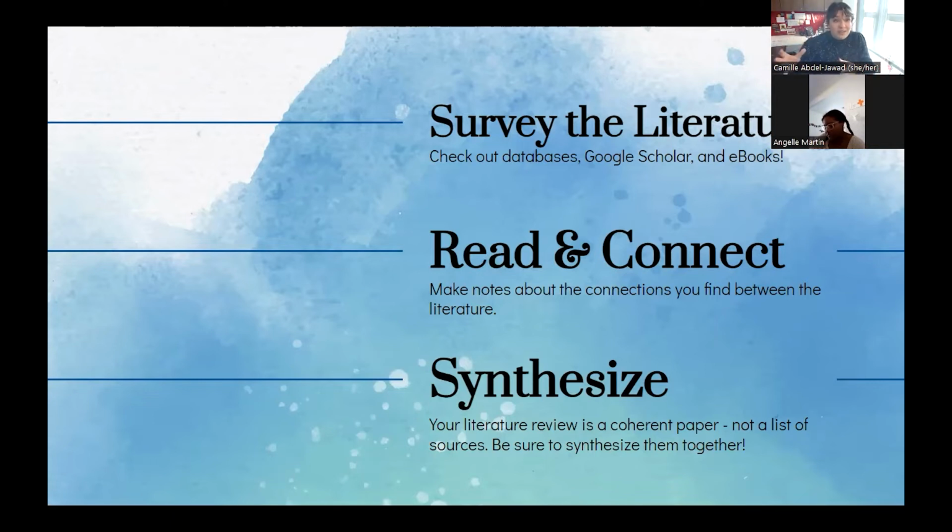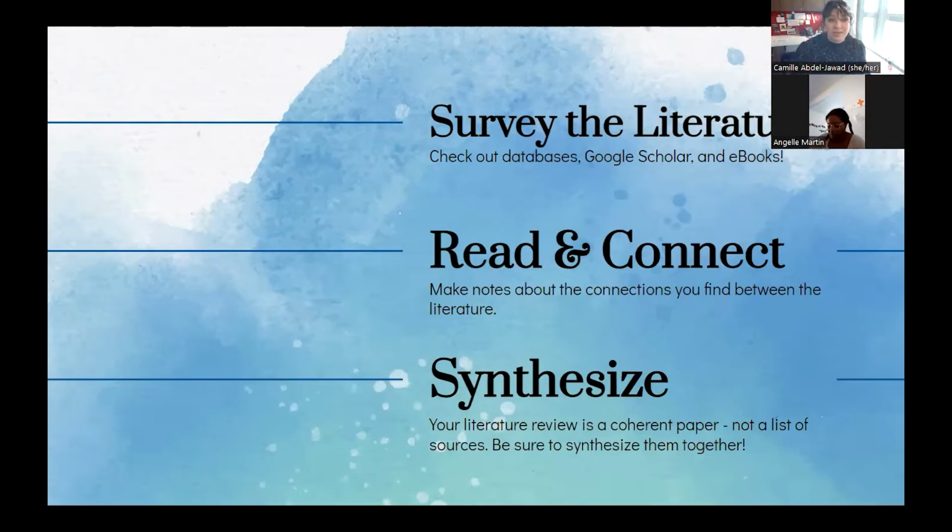You're also doing that for the second part. You're going to read them and find those connections between those resources. And then you're going to synthesize. So these are all the steps to write a literature review, right? You found all the literature, you've read all the literature, and you've made some notes. And now you're going to put it into a coherent paper or section of a paper.